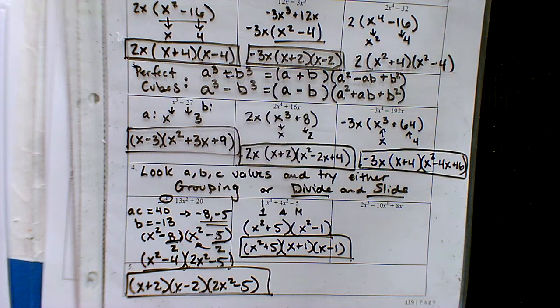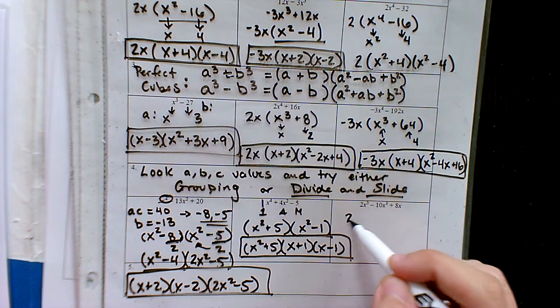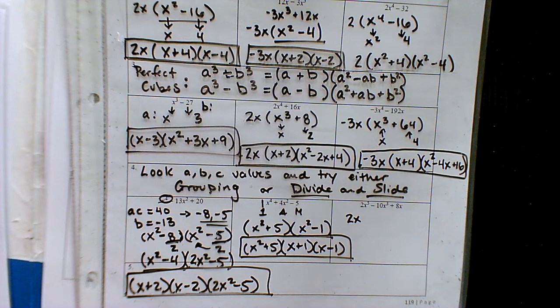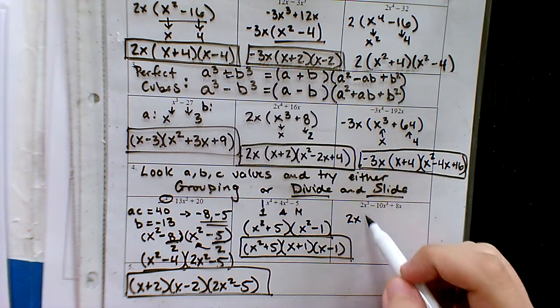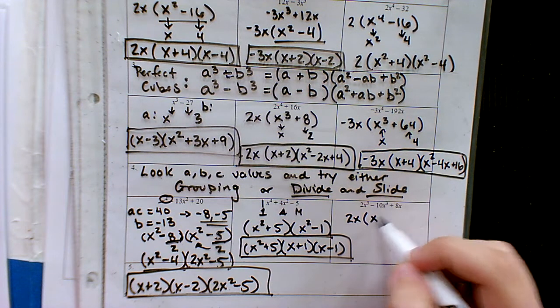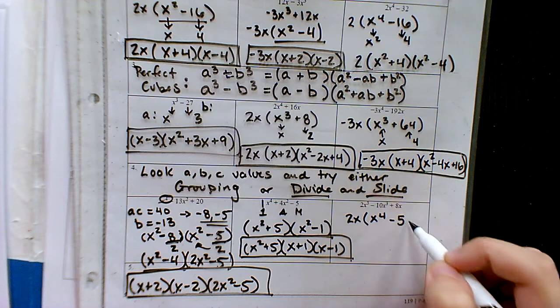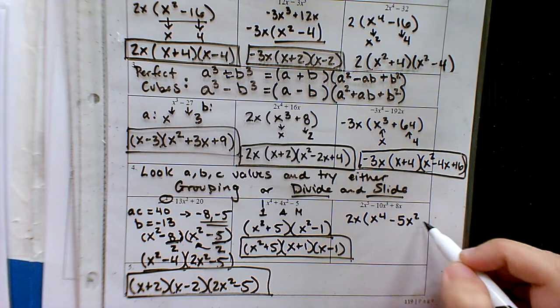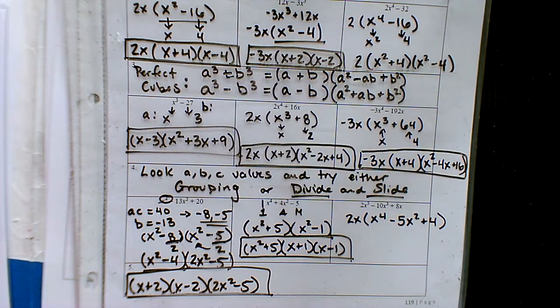All right, what about our last one? What do you see, Eli? First, there's a GCF of x. Okay. And a 2, right? 2. Okay, perfect. Always try GCF first. So if we take out a 2x, we'll have x to the 4th minus 5x squared plus 4.